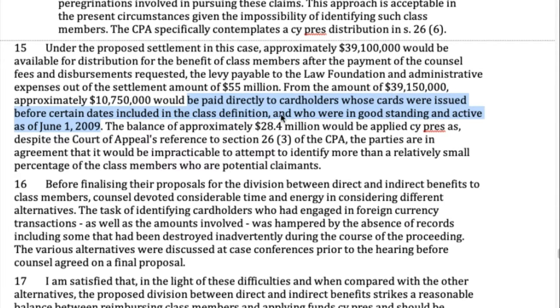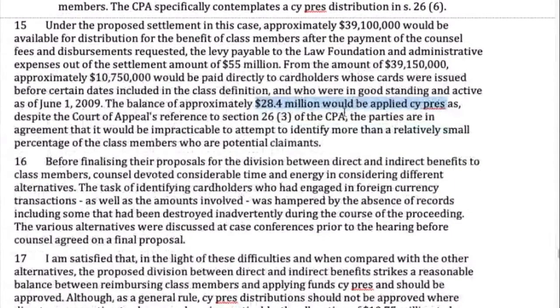Okay, that leaves us 28.4 million, and we're going to apply it cy-près because the parties are in agreement to do so. So what does this mean? This is a French word, which basically means so near as, or as near as possible. So a cy-près order means an order which pays the money to a group as near as possible to the people who are actually supposed to get the money.